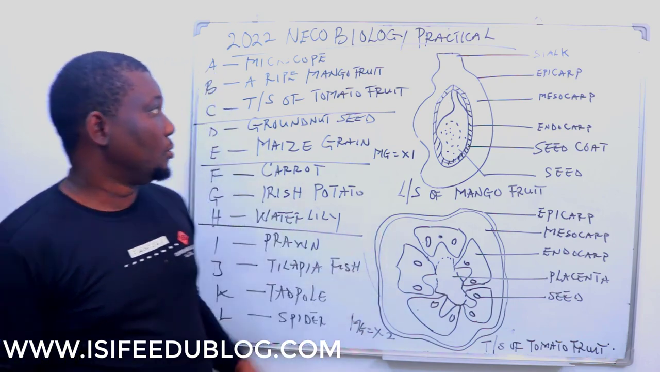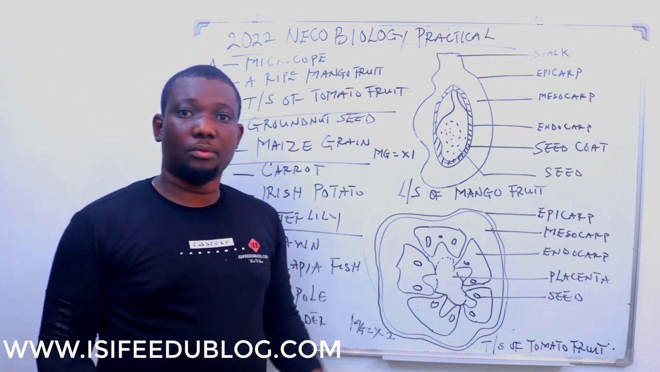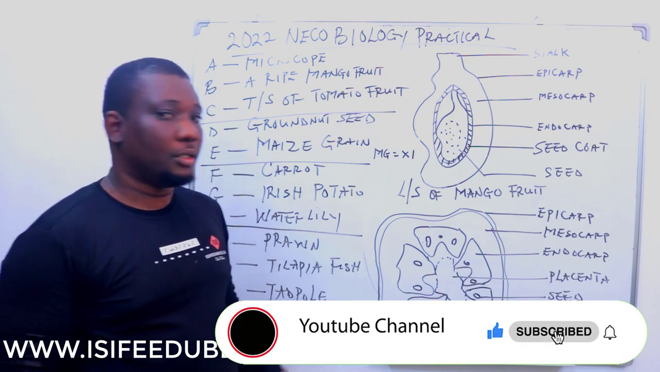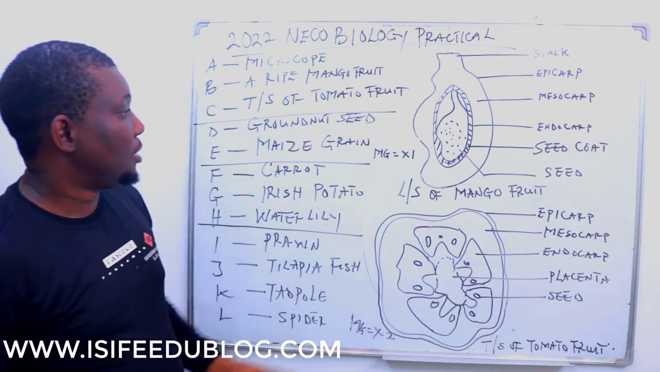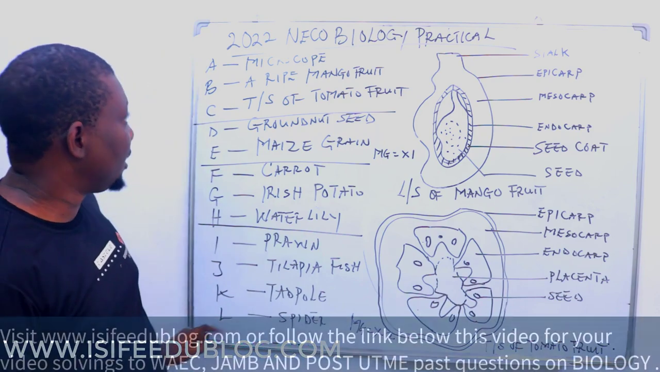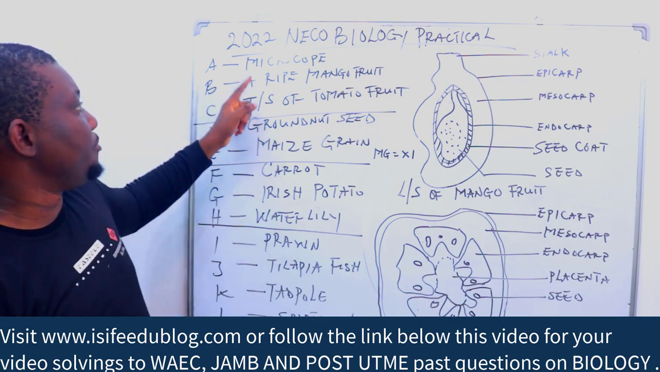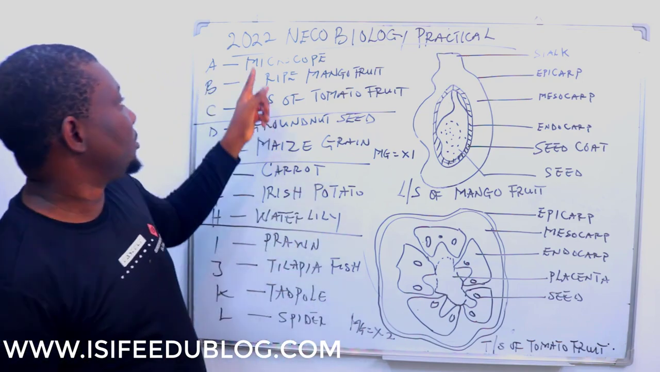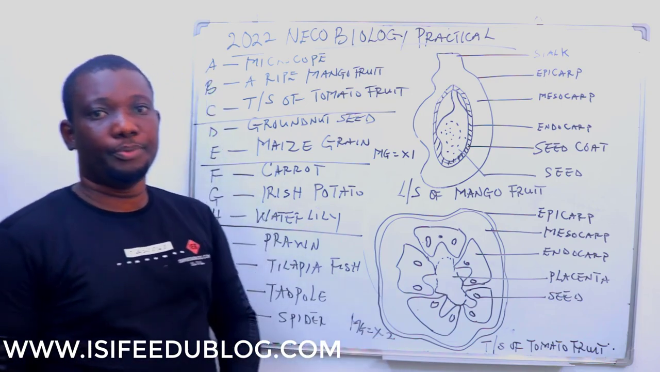Okay. We'll look at the analysis of the NECO 2022 practicals, interpretation, and then preempting the examiner's mind and their point of view. Okay, we have the specimen from A to L. So in this video, I'm going to be looking at specimen A, B, and then C. We start from specimen A, which is a microscope.